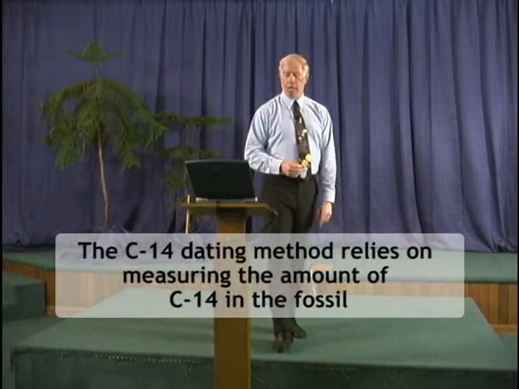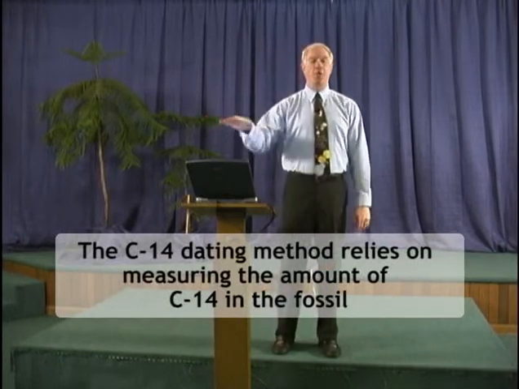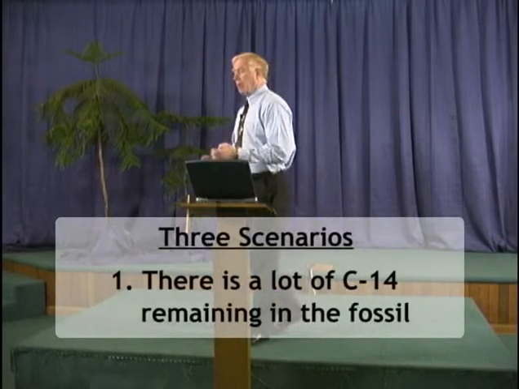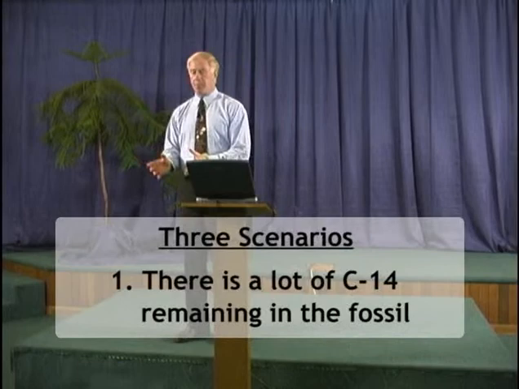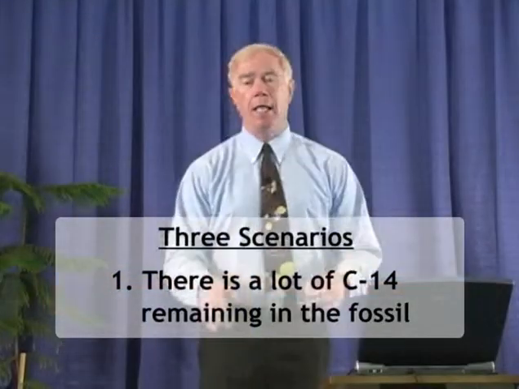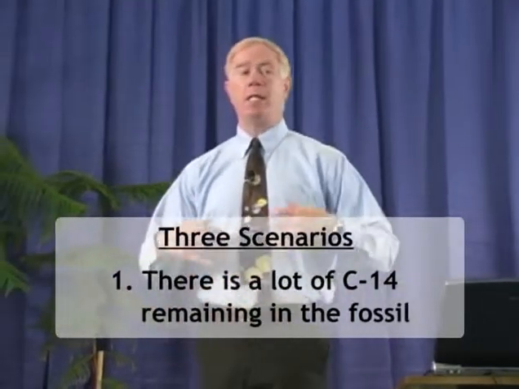Well, let's take a look at this. So the carbon-14 dating method relies on measuring the amount of carbon-14 in a fossil. Now, there's three scenarios that could happen here when we do this dating. Number one, we find a dead organism, and we discover there's a lot of carbon-14 still in that fossil. What would that mean? That would mean this creature has just recently died. In other words, not enough carbon-14 has decayed out of the animal. It has not had enough time for all the decay process to go through.